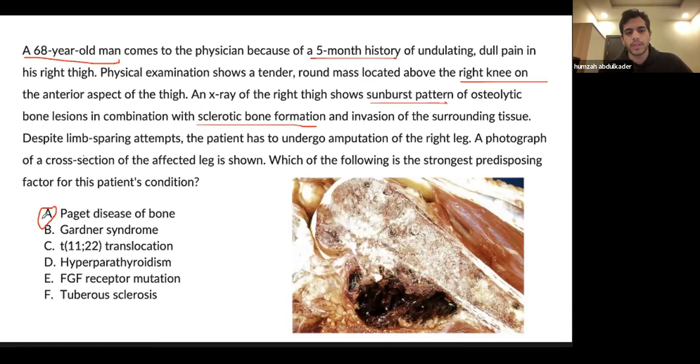And then if you go through the answer choices, it can't be Gardner syndrome. Gardner syndrome is associated with benign bone diseases. Can't be T1122. Can't be hyperparathyroidism. Can't be FGF. Can't be tuberous sclerosis. I don't even think you guys took this, so I would just completely get rid of that. So that leaves us with the only valid option, which is Paget's disease. Any questions about this? Clear? Perfect. So we'll move on to the next question.